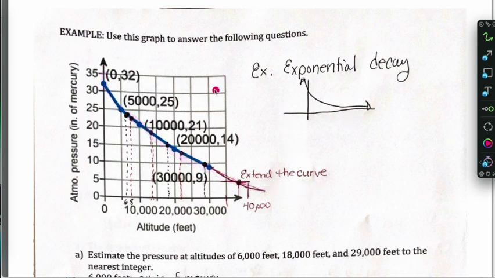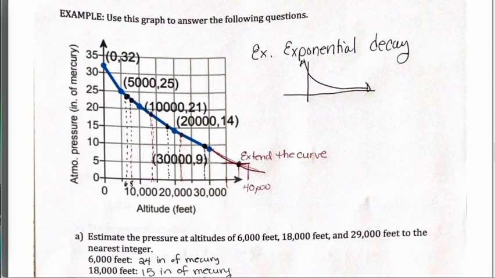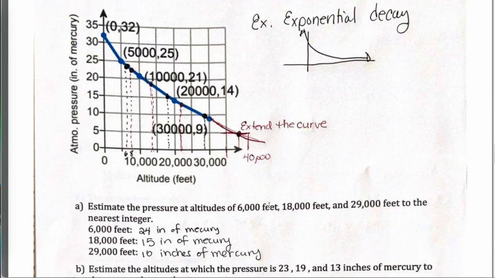All right, so if we look at this graph very carefully, we see our input, or our x variable, is the altitude in feet, and the y, or the output, or our dependent variable, is the atmospheric pressure in inches of mercury. So we're going to use the graph to answer the questions. And I tried to mark it up here so that as we're talking, you can see where I was looking on the graph.